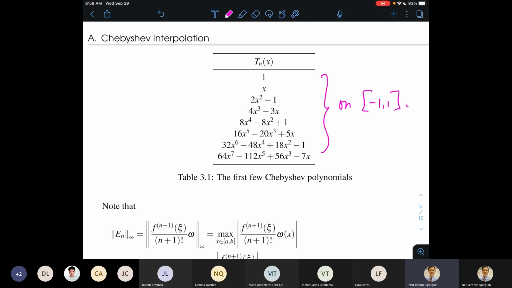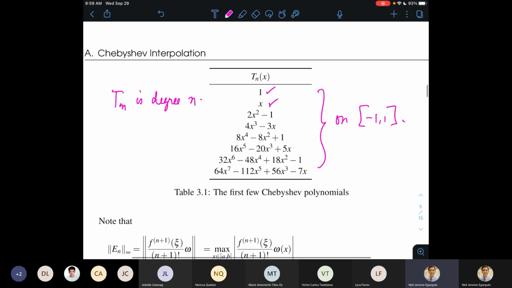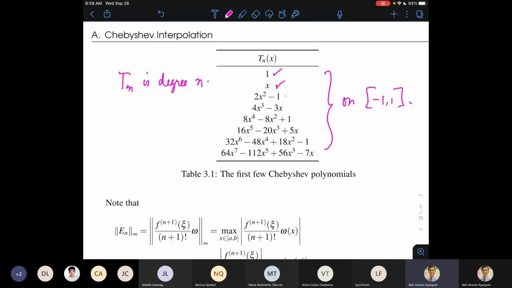It seems that the pattern is that si T sub n is degree n. Okay. Madali naman siyang i-prove kasi yung T0 ay degree 0. Yung T1 ay degree 1. Tapos, how do we get the next T sub n's? So, at least dito sa table, ang T2 ay degree 2, T3 ay degree 3, T4 ay degree 4, and so on. It seems that the pattern will all hold on.